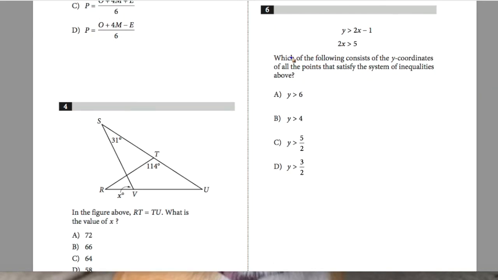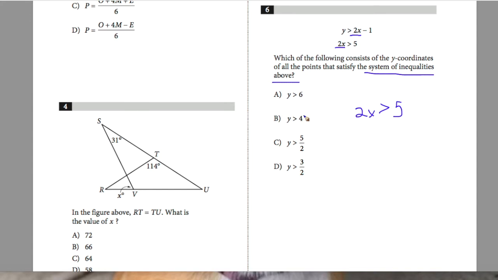Okay, question 6 states, which of the following consists of the y-coordinates of all of the points that satisfy the system of inequalities above? And here I have a y for my inequality here. I do not have a y here. However, I see that the one relationship that both of these inequalities have is a 2x. So I'm going to try and work off of that 2x. I see that this expression here, where 2x is greater than 5, is possible for my answer choices, right? If I had like 2/5.